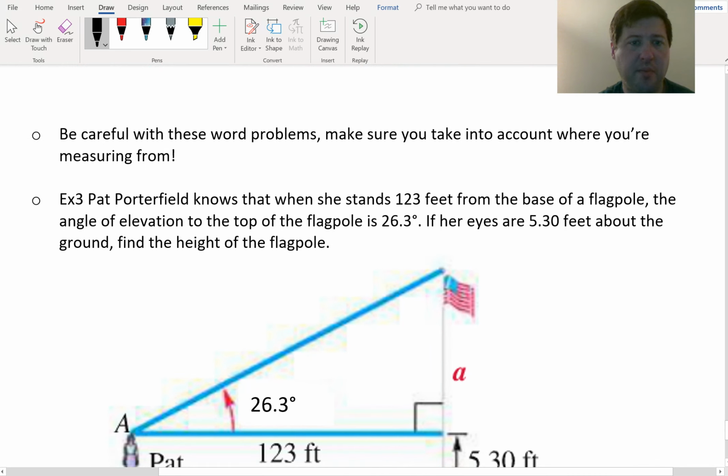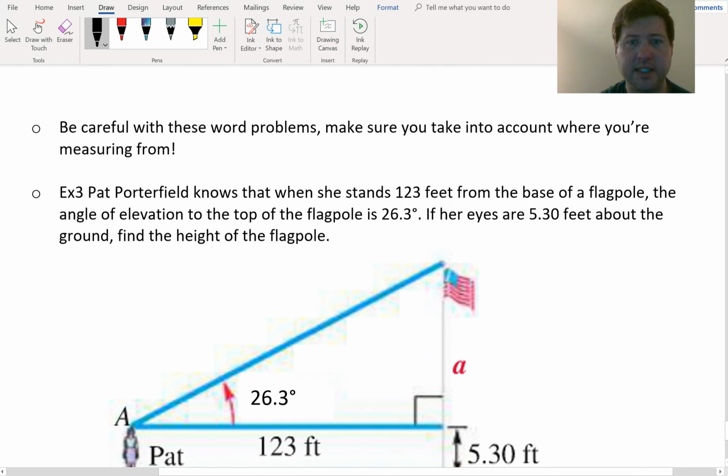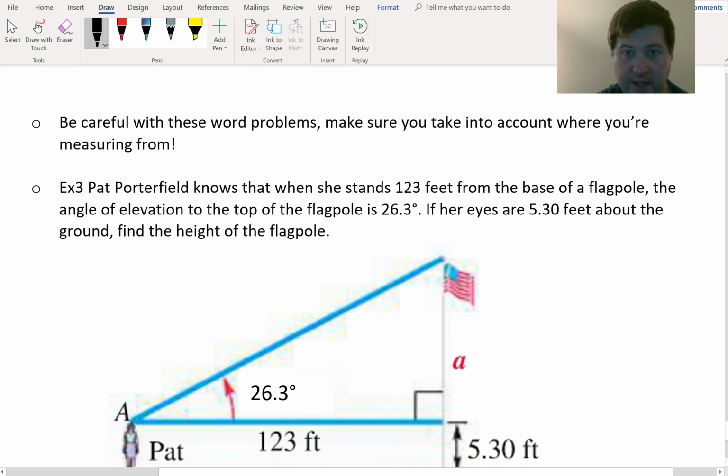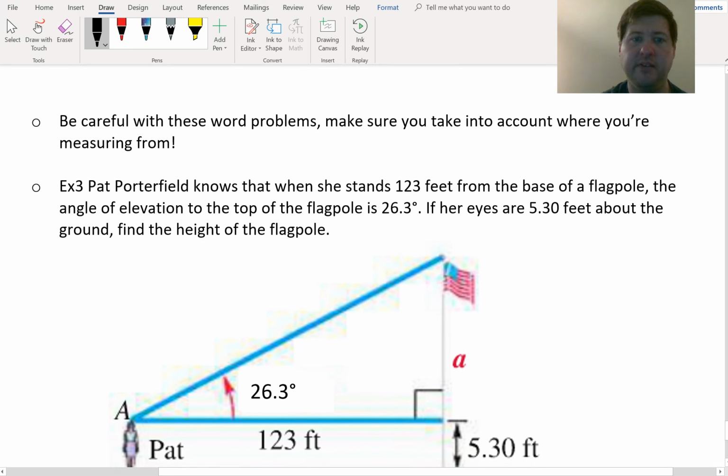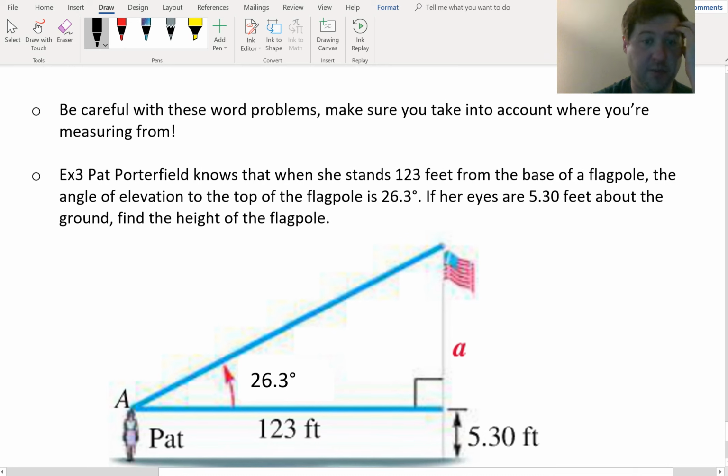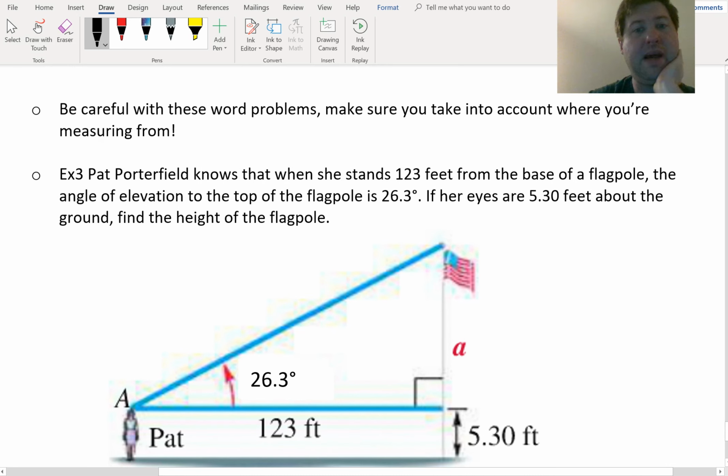Example 3, Pat Porterfield knows that when she stands 123 feet from the base of a flagpole, the angle of elevation to the top of the flagpole is 26.3 degrees. Wow, Pat, how do you know that? To be fair, there are ways of measuring that. You could use a sextant, for example. So she knows this angle is 26.3 degrees, and that is conveniently labeled for us in this diagram. What else? Her eyes are 5.3 feet above the ground. Find the height of the flagpole.